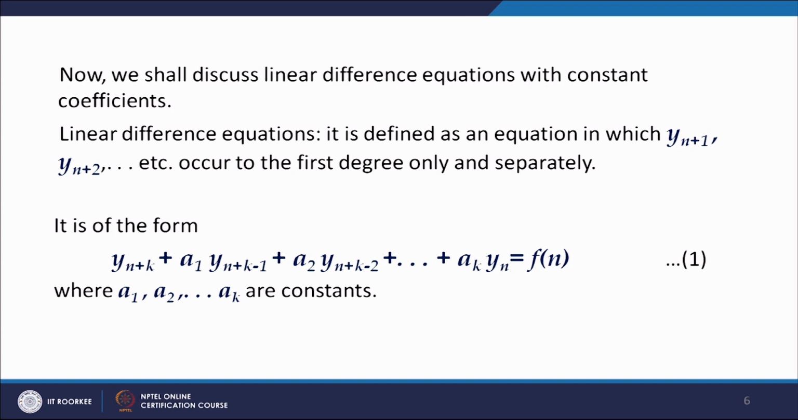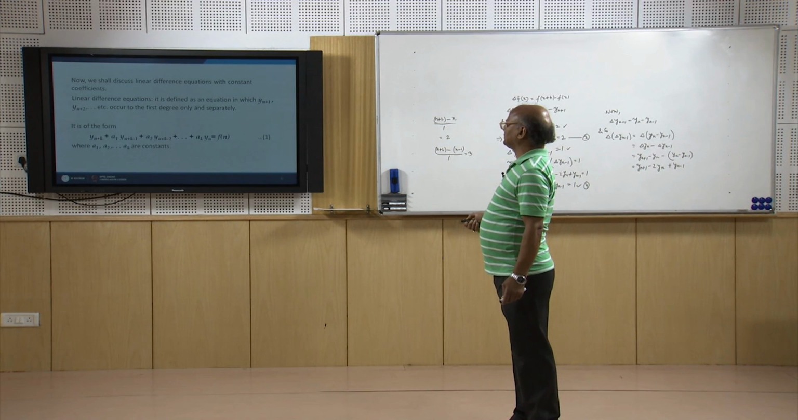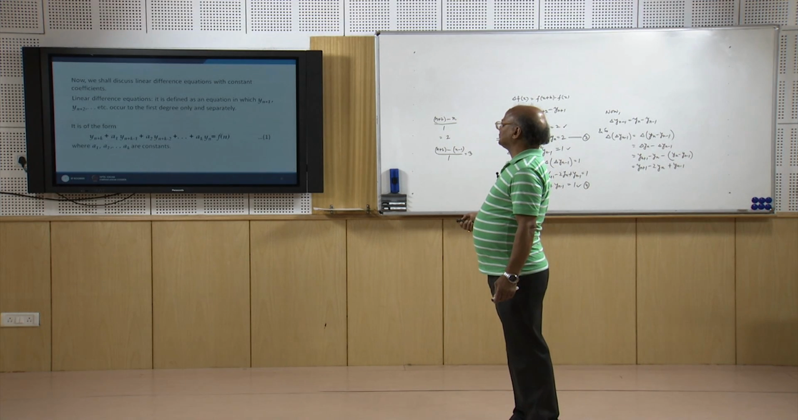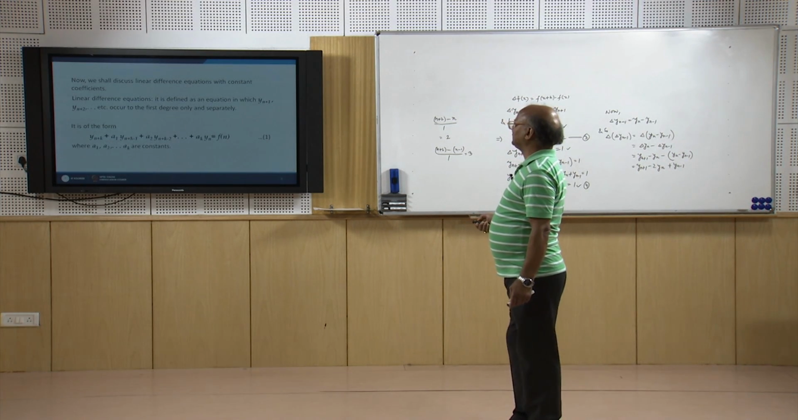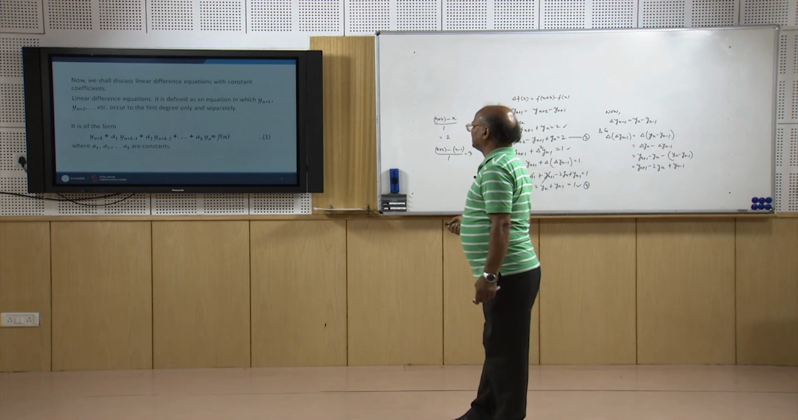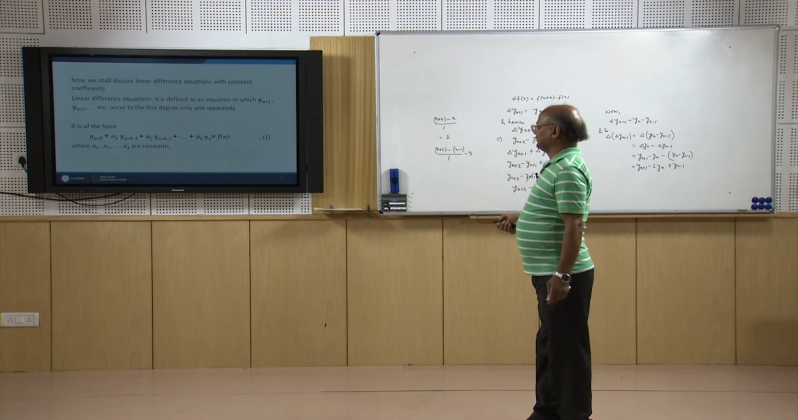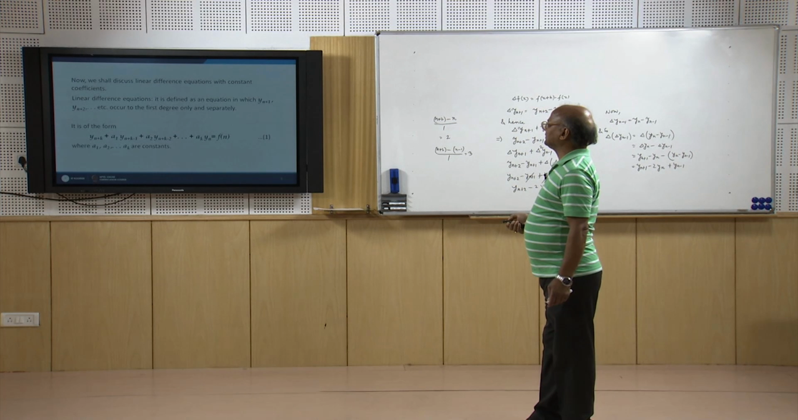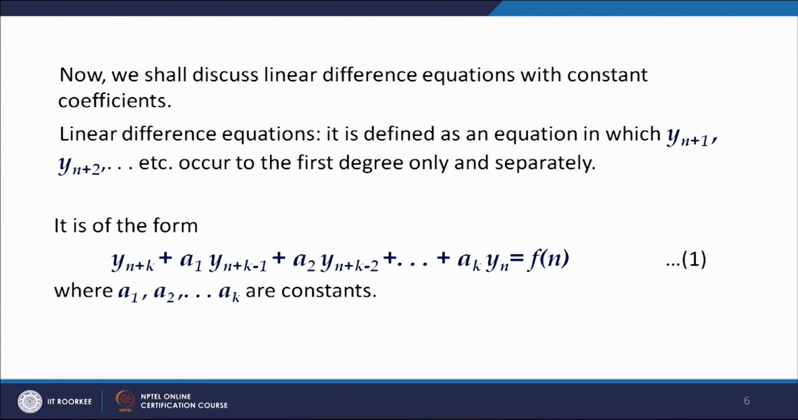So, here you can see this is a kth order difference equation, because n plus k is the largest argument and n is the smallest argument. So, n plus k minus n divided by 1, the unit of increment, is k. So, it is a kth order difference equation and it is a linear difference equation, because y n plus k, y n plus k minus 1 and so on up to y n, they all occur in first degree and separately.